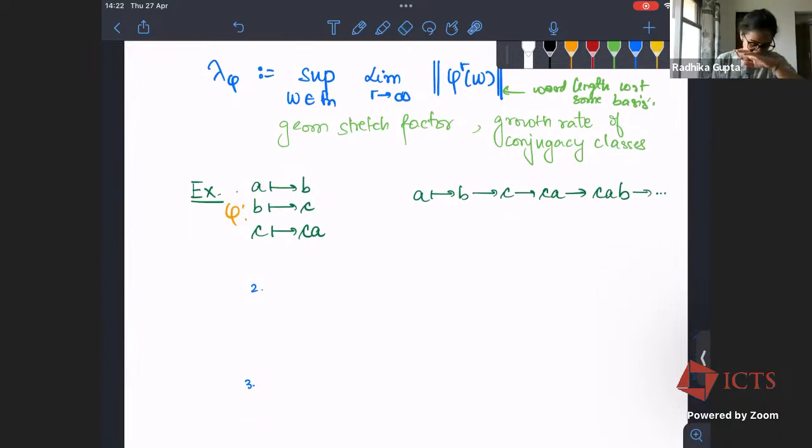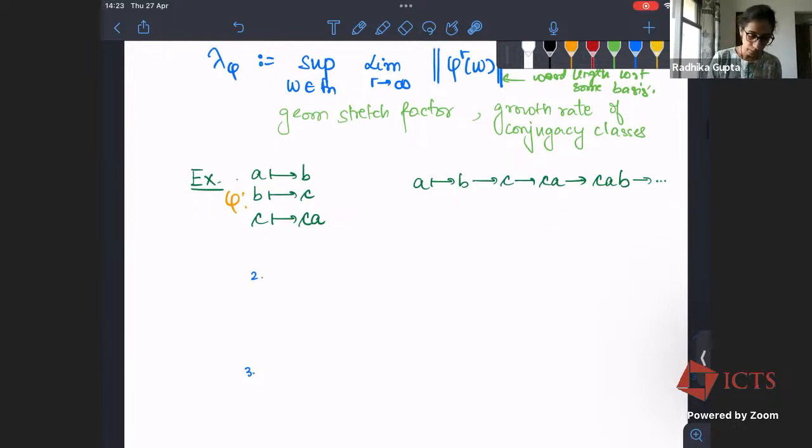I'm looking at this. So this is my example from the previous slide. This is my fully irreducible automorphism. A goes to B, B goes to C, C goes to CA. Now, if I start with A, so A is W for me, and if I keep hitting it with phi, I get A goes to B, B goes to C, C goes to CA, CA goes to CAB, and so on. And I want to see how fast this is growing. So this is 1, 1, 1, 2, 3. This is the word length. This is word length 3, and so on.